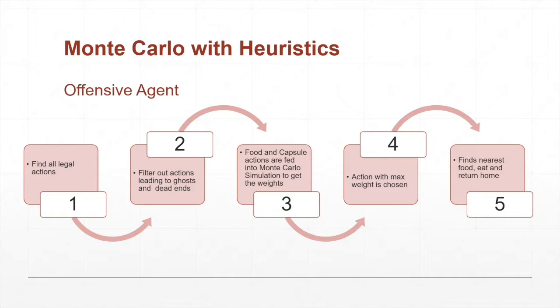Explaining that, what our offensive agent essentially does is it finds all legal actions. Then it filters out actions leading to ghosts and dead ends. Further in, it takes the food and capsule actions, feeds them into the Monte Carlo simulation, fetches the weights, and then the action with the most weight is chosen. And finally, it finds the nearest food, eats, and returns home.